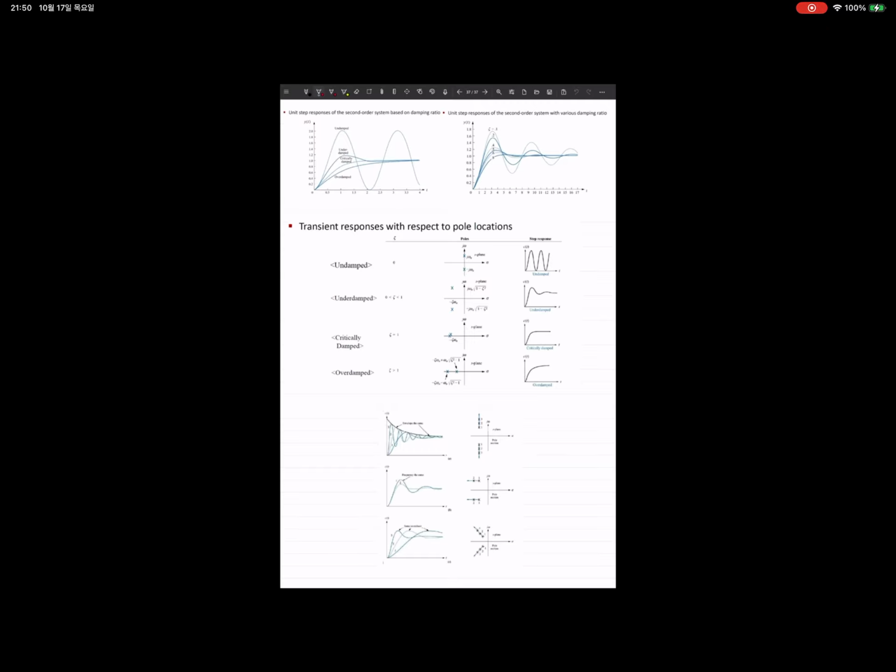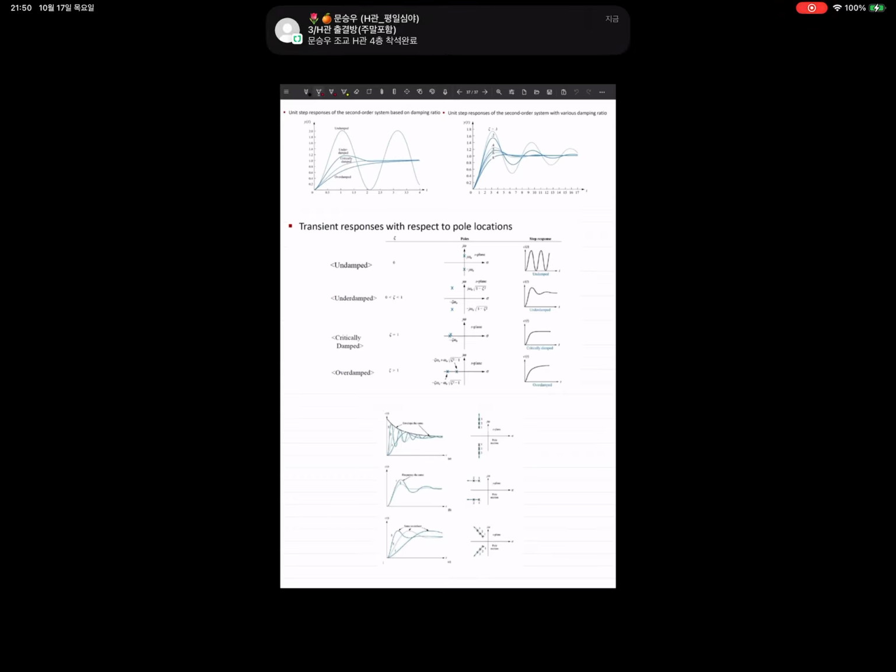So if the pole location moves upward with the same real part, then the envelope of the response will be the same. If the pole location moves to the left from the imaginary axis horizontally, then the frequency of the response will be the same.